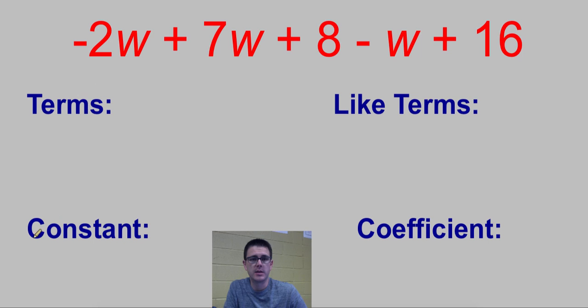So let's practice this a little bit. We've got our expression here, negative 2w plus 7w plus 8 minus w plus 16. So first, get rid of that subtraction, make it adding the opposite.